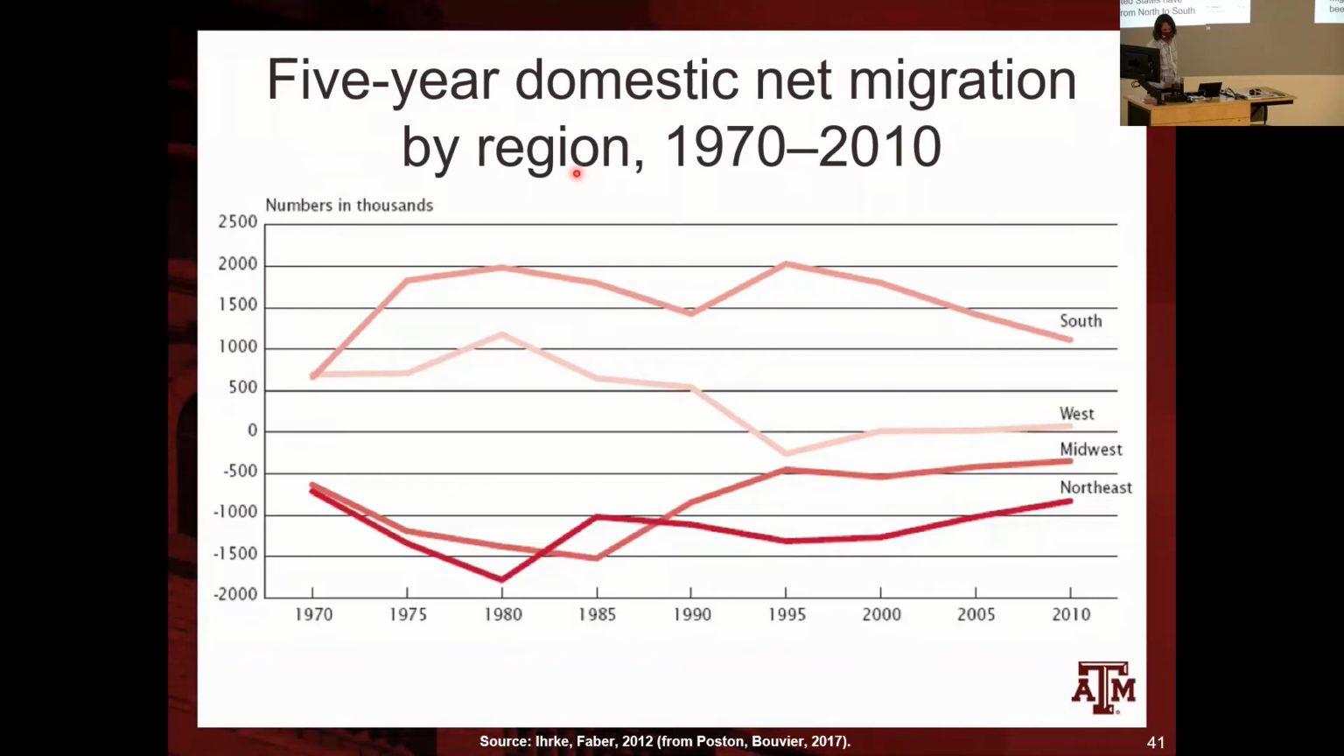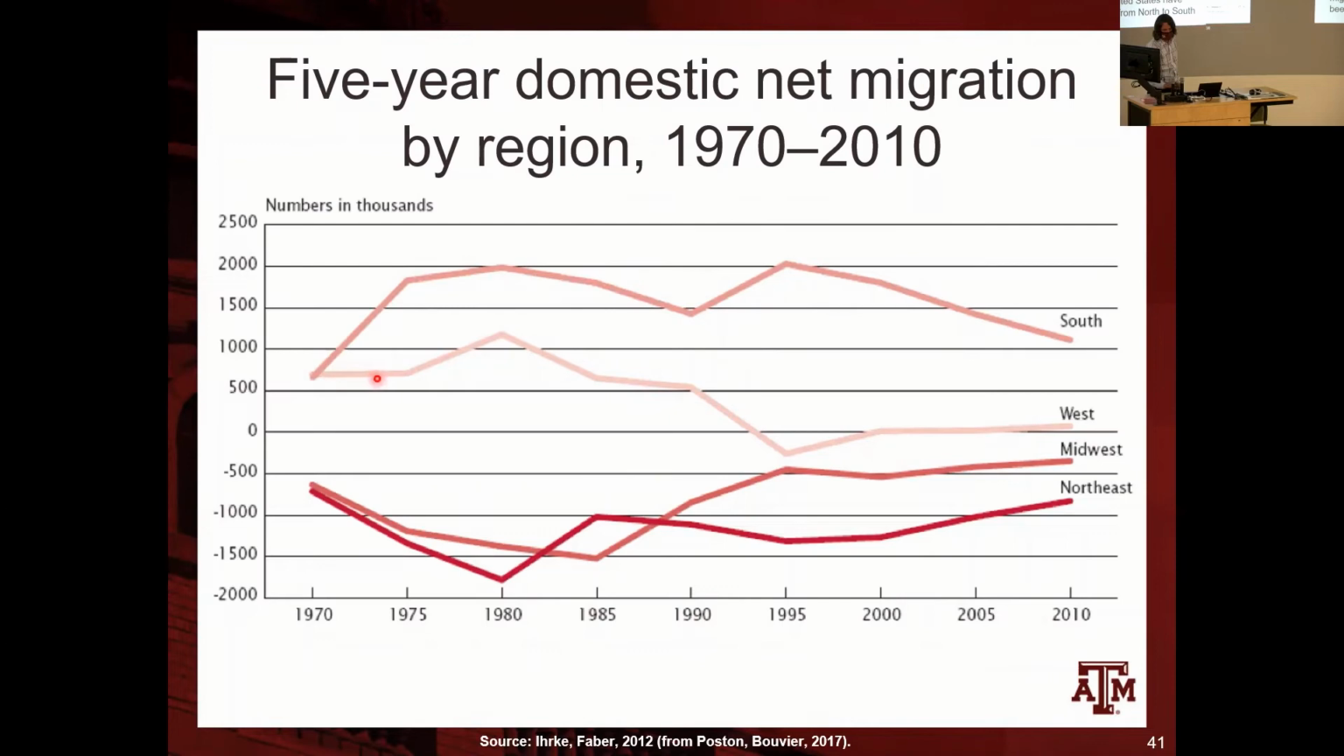Why 5-year domestic net migration? This data is based on census. It's not only census data, because for 2005 and 2010 I'm not really sure exactly. From 1970, 80, 90, and 2000 it is from census data. For the other years, I don't know exactly where they got this data from, but you see that from 1970 to 2010, the southern states are receiving more people than losing.